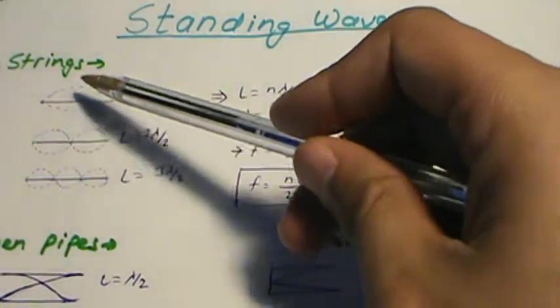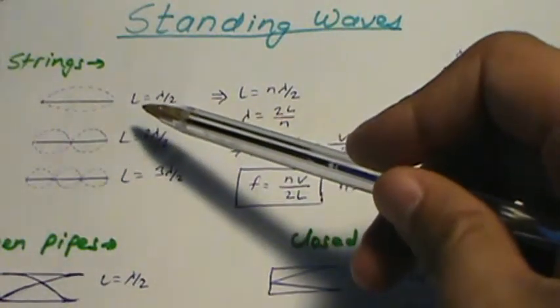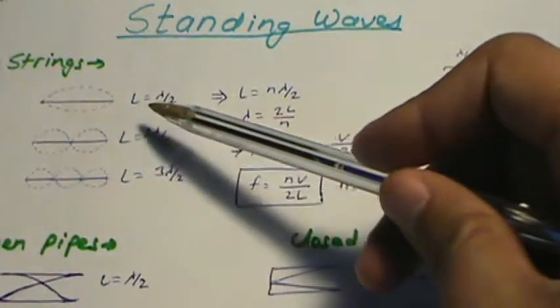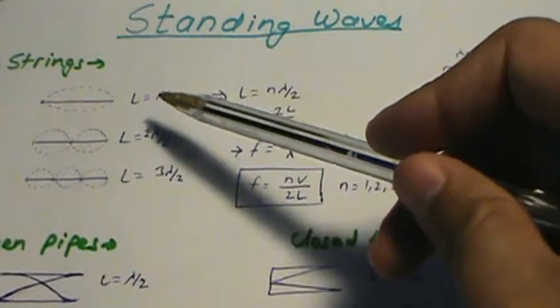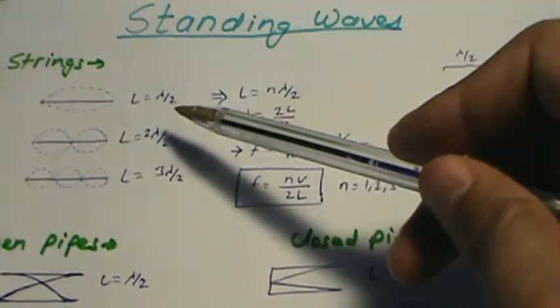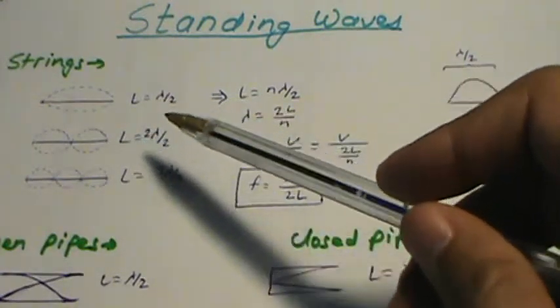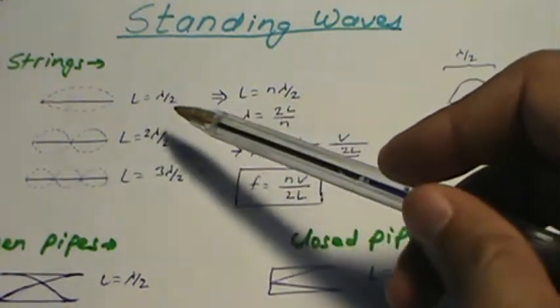So let's assume this is a string and someone pulls this string in such a way that the string moves up and down. In this case, if L is the length of the string, and if lambda is the wavelength of this wave formed, then L relates to lambda by L equals lambda over 2. Now you might think, why is L equals lambda over 2?